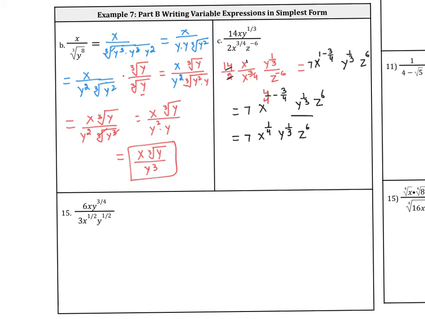All the exponents are positive. There is no radical on the denominator. There is no nth root on the denominator. So we can accept this as our final answer.